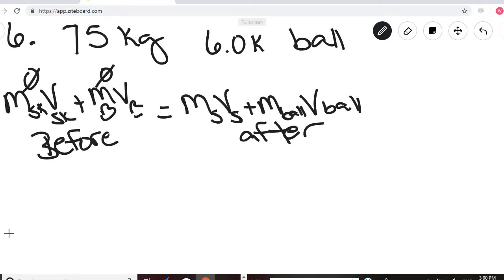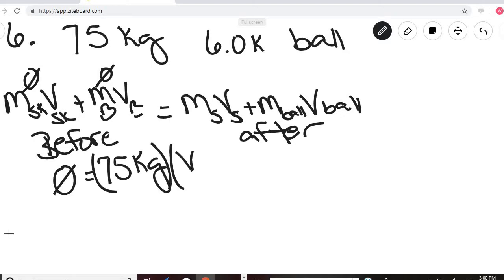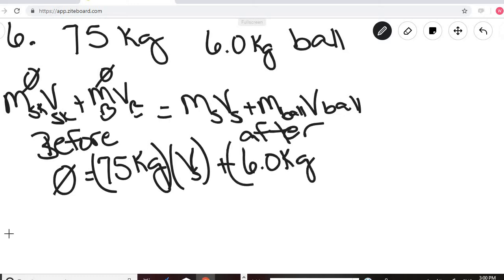0. So 0 equals the mass of the skater, which is 75 kilograms, times the velocity of the skater, which is what we want to know, plus the mass of the ball, which is 6 kilograms, times the velocity of the ball, which we are given as -3.0 meters per second. Okay, so I'm going to subtract this from both sides and divide by that.